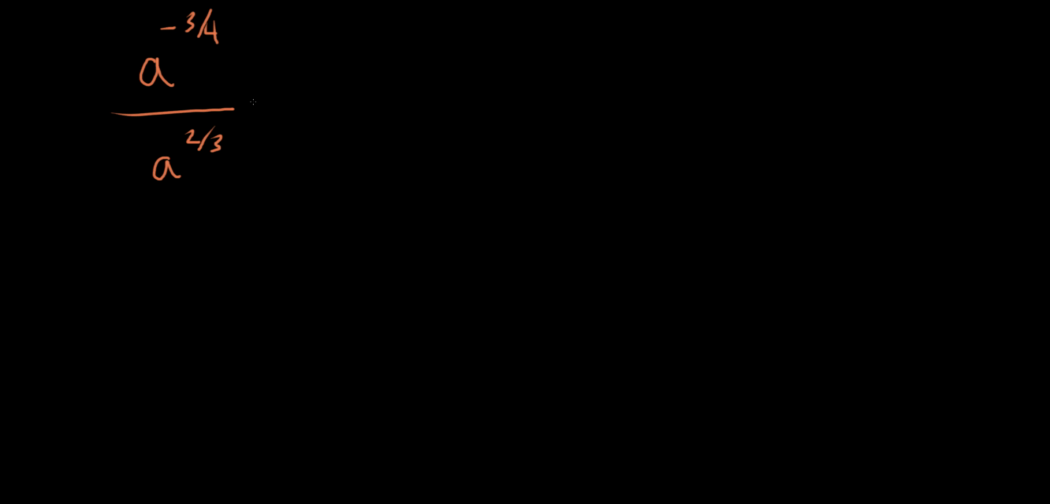in the videos I did on the exponent properties, right? We know that when you have the same base being divided by itself, you can subtract exponents. You always subtract the exponent in the denominator from the exponent in the numerator. So that means this is a to the, what's the exponent in the numerator? Negative 3/4 minus, there's our subtraction, right? 2/3.